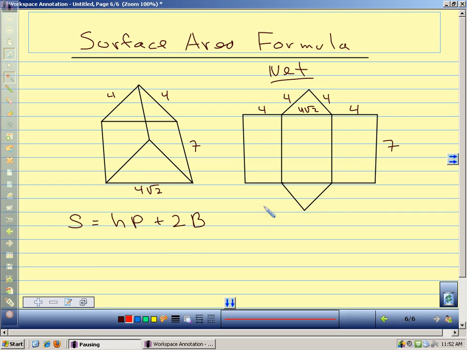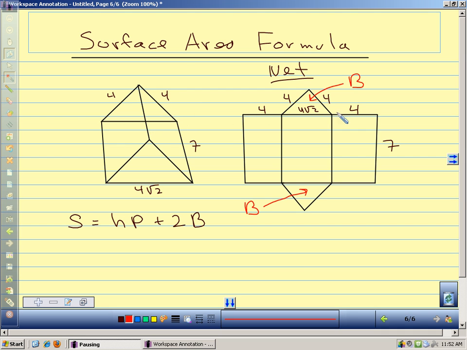Well, the area of this triangle is the area of a base. The area of that triangle is the area of a base. And I've laid this rectangle out, so now I have one big rectangle instead of three smaller ones. The height of this rectangle, one side of this rectangle is 7, the other side is 4 plus 4 square root of 2 plus 4. Well, 4 plus 4 plus 4 square root of 2 is the perimeter of the base. 4 plus 4 and 4 square root of 2 on this side.